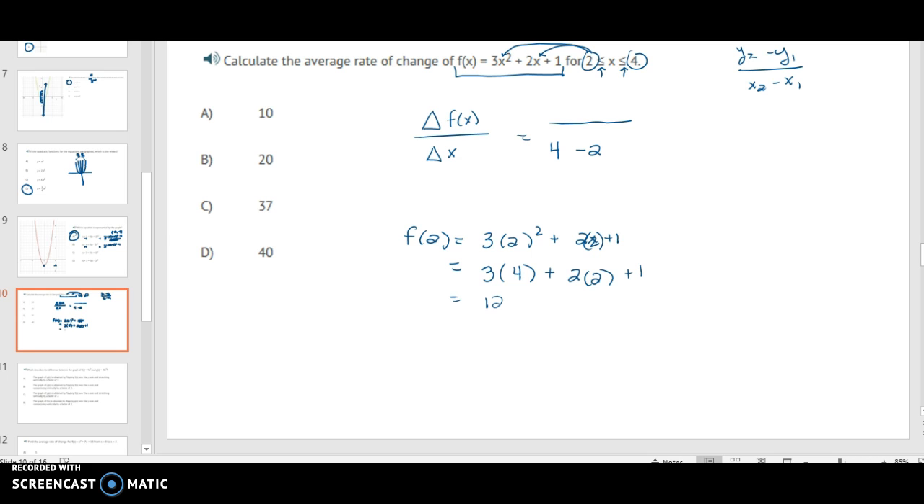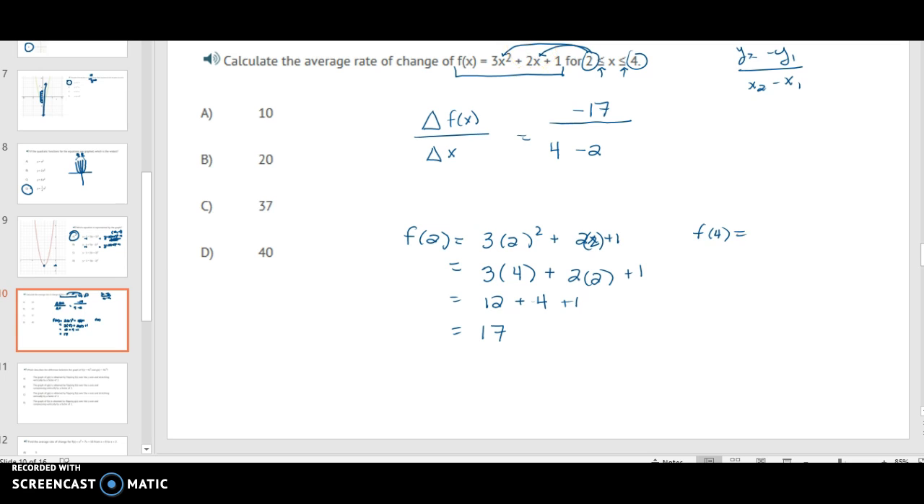All right, 3 times 4 is 12. 2 times 2 is 4 plus 1. We have 12 plus 4 is 16, and that is 17. So when we plugged in 2, we got 17. That goes above here. That goes here in this spot. Because remember, put the x1 and y1 on the right side and x2 and y2 on the left side. All right, so now let's plug in 4 into that.